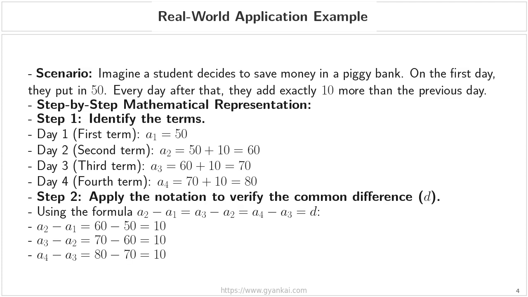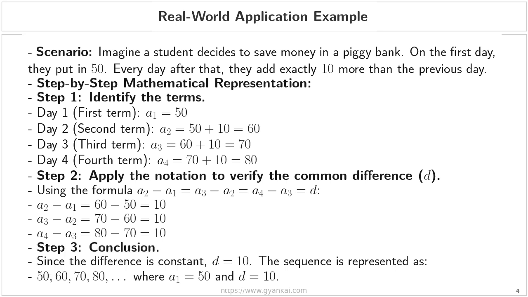Now, in step 2, we are going to apply the mathematical relationship we discussed in the last slide to verify that this is indeed an arithmetic progression. We will use the formula where a sub 2 minus a sub 1 equals a sub 3 minus a sub 2 equals a sub 4 minus a sub 3, all equal to d. Let's do the math. 60 minus 50 gives us 10. 70 minus 60 also gives us 10. And 80 minus 70 results in 10.